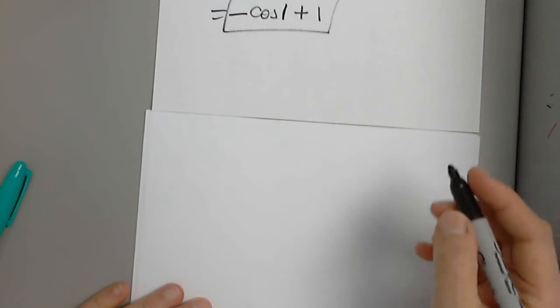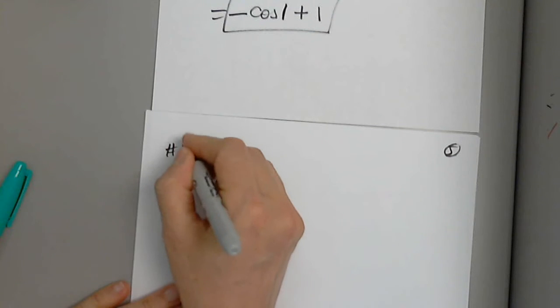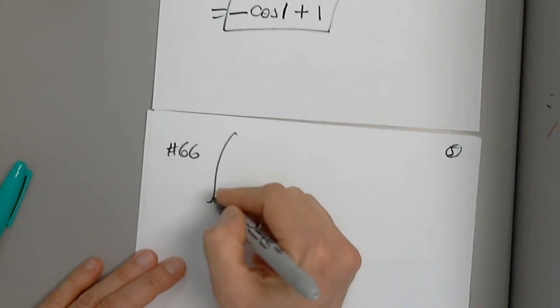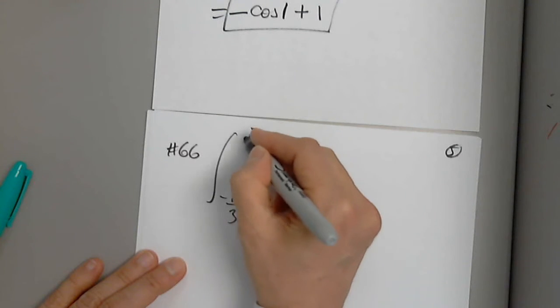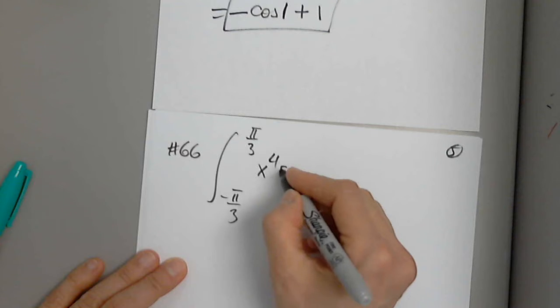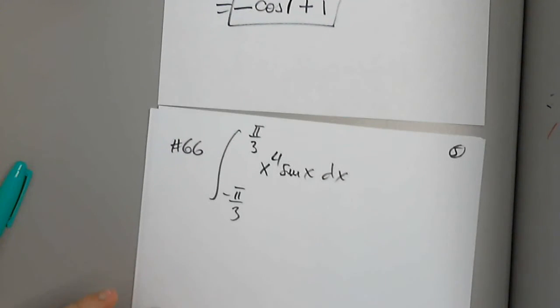So let's look at another. 66 caught my eye. Same page. The integral from negative pi over 3 to pi over 3, x to the fourth, sine x dx. Few questions here. Is this function continuous on negative pi over 3 to pi over 3? The answer is yes. X to the fourth is continuous everywhere. Sine is continuous everywhere. No problem.